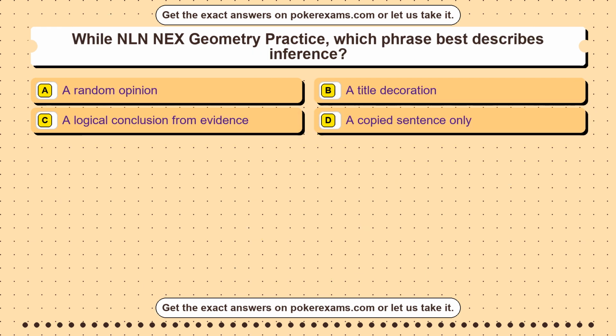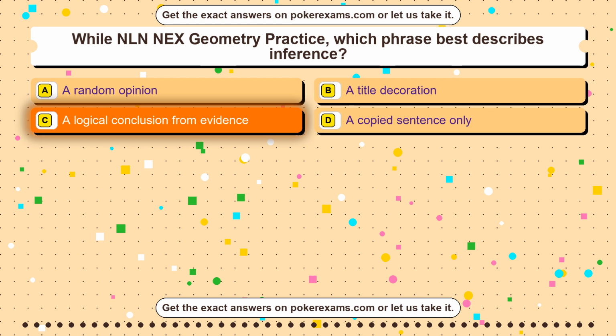Question 27. While Get Geography Practice, how should 0.25 be written as a fraction? Option A, 2/5. Option B, 25/10. Option C, 1/4. Option D, 1/2. The correct answer is option C. A logical conclusion from evidence.